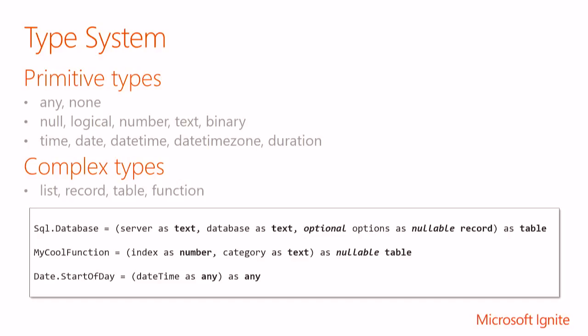The other thing to call out is that M is loosely typed in that it doesn't do any type checking at runtime. So if you tell M that a column is a number column but it is actually text, everything will run fine until you actually call a function that requires a number, and things will blow up.